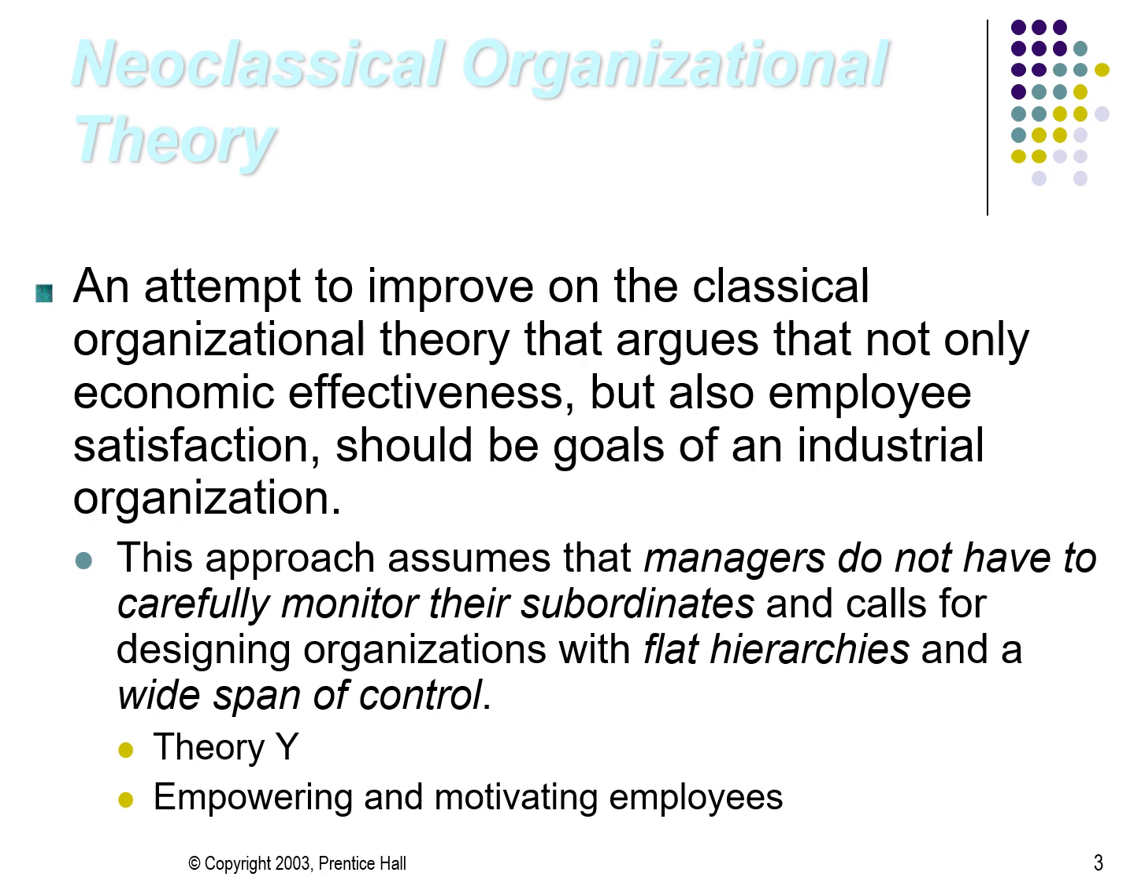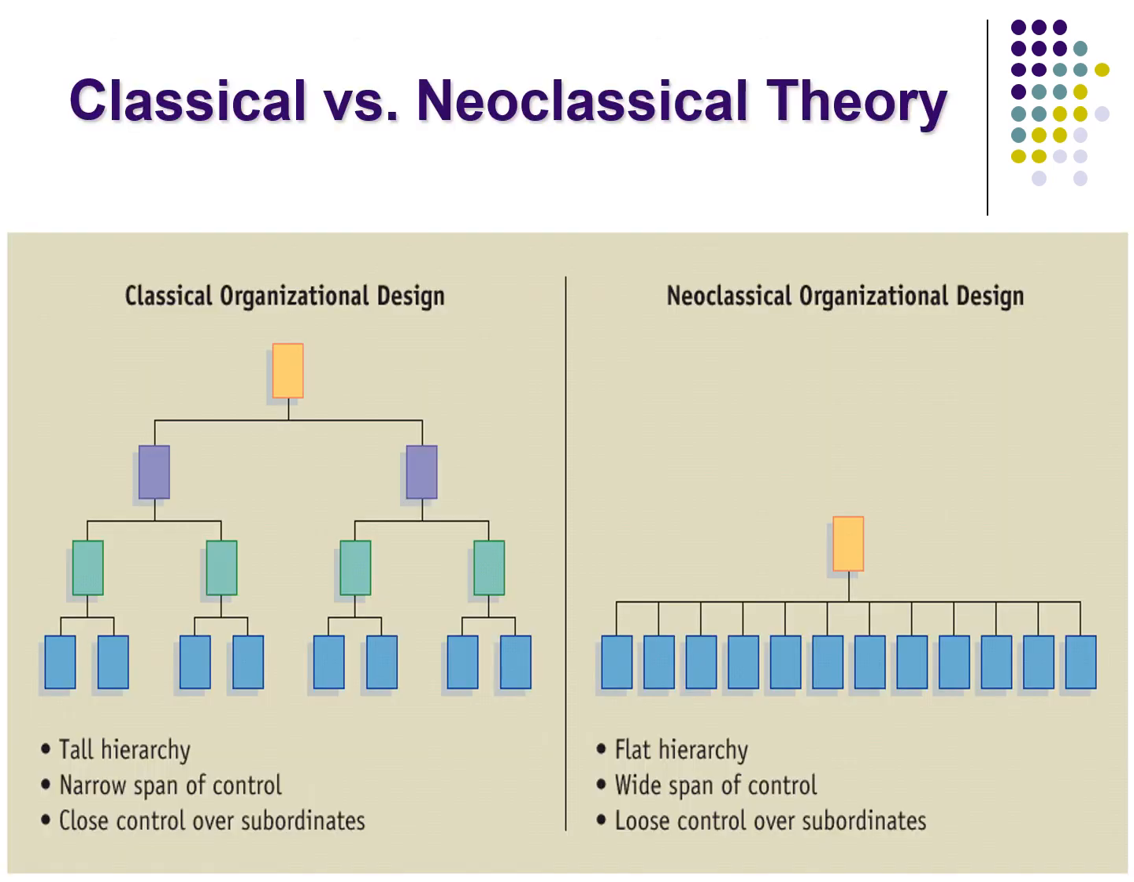Comparing the two of these in a very simple way is the following slide. We have the classical versus neoclassical theory. So again, just broadly speaking, the more that you see hierarchies, the more you see multiple levels of management, and the smaller the span of the control, the more likely you're looking at a classical organizational design. This is going to be an organizational design that does fit itself well towards mass production.